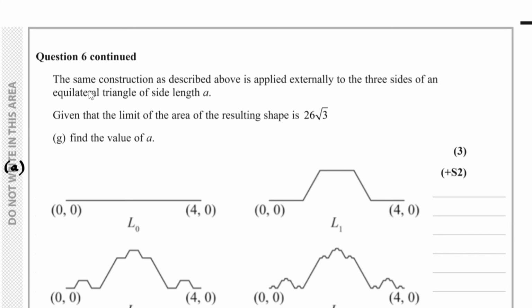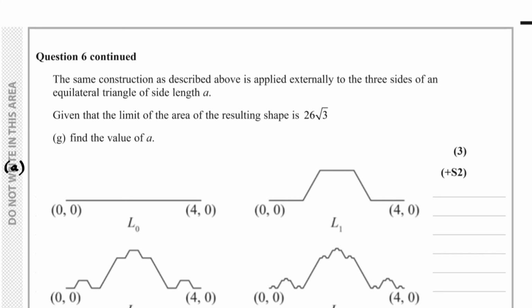Now for part G, the same construction as described above is applied externally to the three sides of an equilateral triangle of side length A. Given that the limit of the area of the resulting shape is 26 root 3, we have to find the value of A.